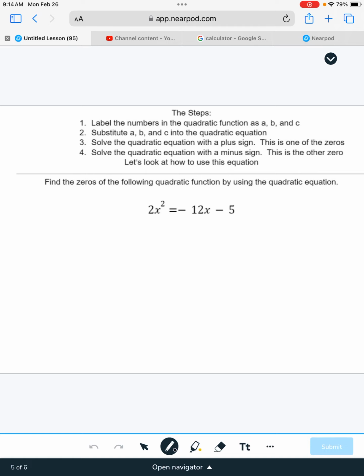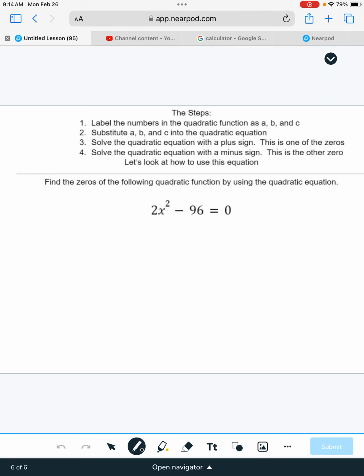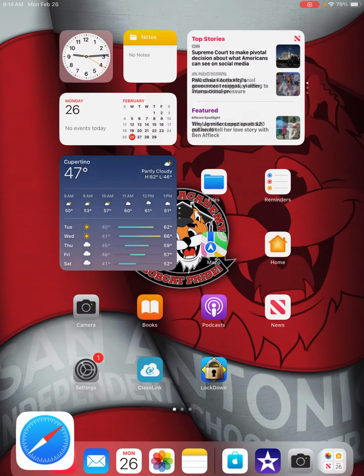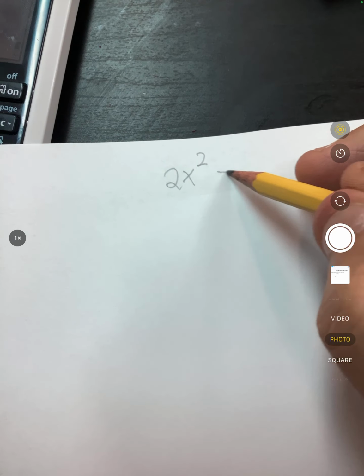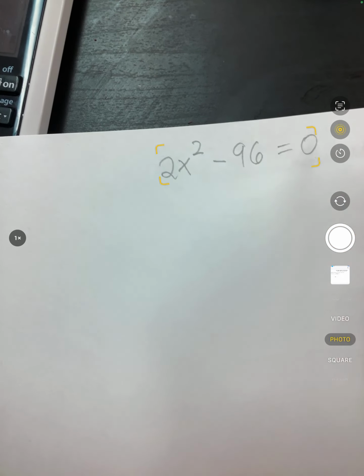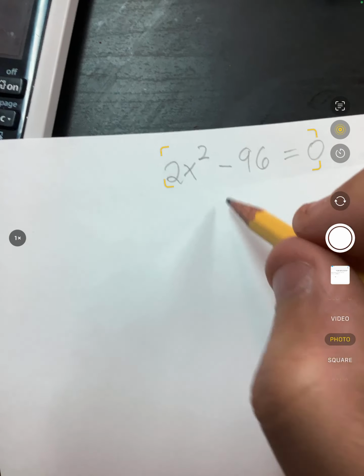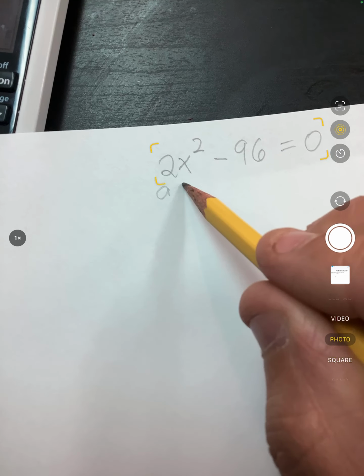Last but not least, I've got one more to do with y'all. And this one, I don't have to do any kind of crazy moving or anything like that. It's 2x squared minus 96 equals 0. Okay. A, where's B?